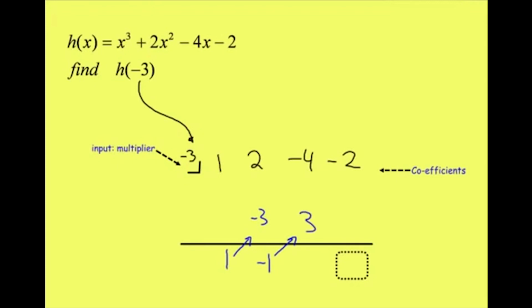Multiply again by negative 3 diagonally. Adding the negative 4 and the 3 makes negative 1. Multiply by negative 3 again, makes a positive 3. And when we add down negative 2 plus 3, we get 1. And our claim is that the answer of 1 is the exact same thing we would have received if we had actually plugged negative 3 into the function. So h of negative 3 equals 1. So take a second and see if that actually worked out.